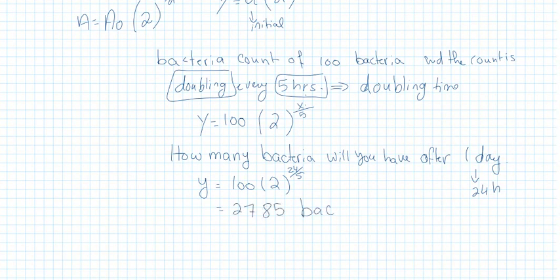Does it make sense? Yeah, because how many times is it going to double in 24 hours? It's going to double about 4.5 times, 5 times, right? So 100 to 200, that's one time. 400, that's the second time. 800, 1600, and then double 16 is 32. So it's in between the 16 and the 32, because there's almost 4.5 periods per day.